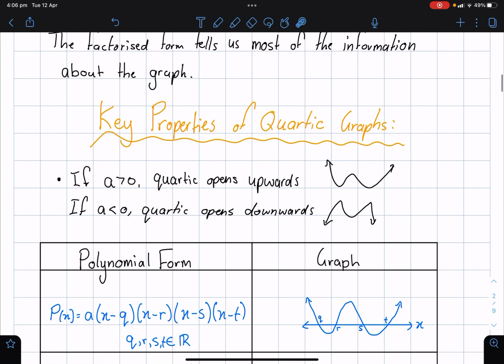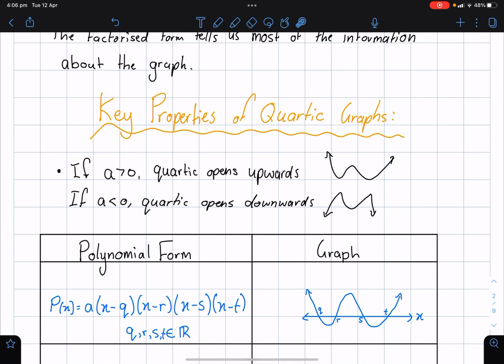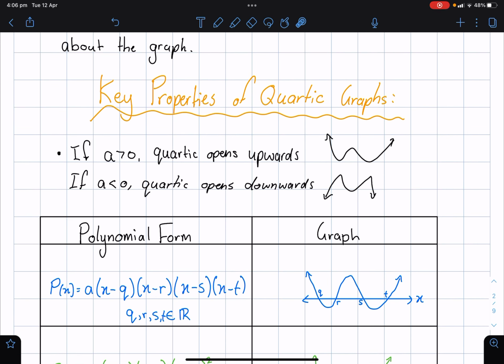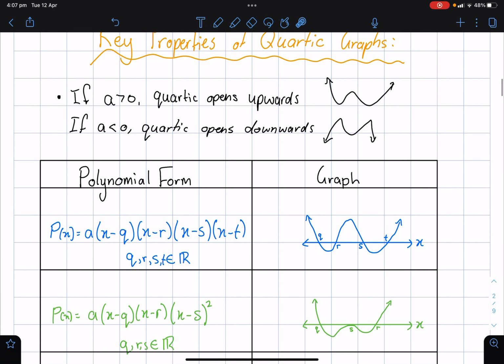So just like I did with cubics, we're just going to go through a few different forms of quartic polynomials and what their graphs look like. So if we do in fact have 4 unique linear factors like this, then the solutions to those 4 linear factors are indeed our x-intercepts, okay? So all of these examples will be for a greater than 0, just for continuity, all right? So Q, R, S, and T are our x-intercepts.